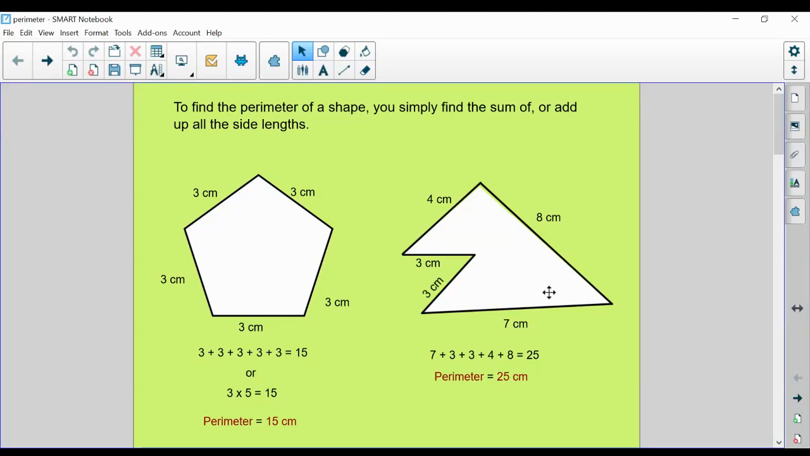Hi, and welcome to today's math lesson. Today we're going to talk about perimeter.